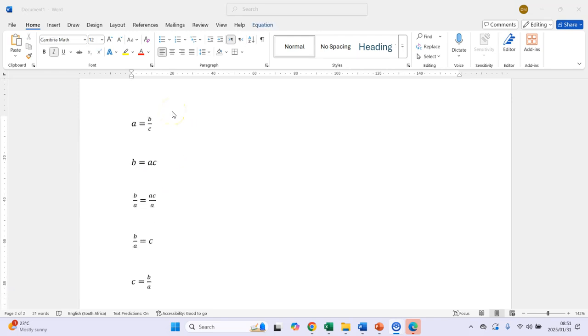And lastly, how do we solve for c? Well, this was the original equation of a equals b over c. We rearranged it so that b is equal to a times c. Now we want to get c alone in order to solve for c, so we need to divide both sides of the equation by a. This will then allow us to get c on its own, so that b over a is equal to c, or c is equal to b over a.